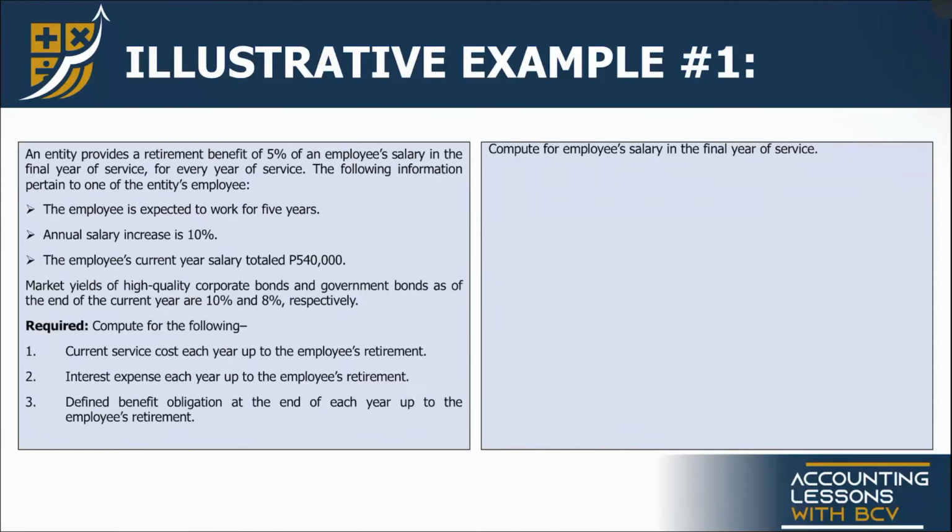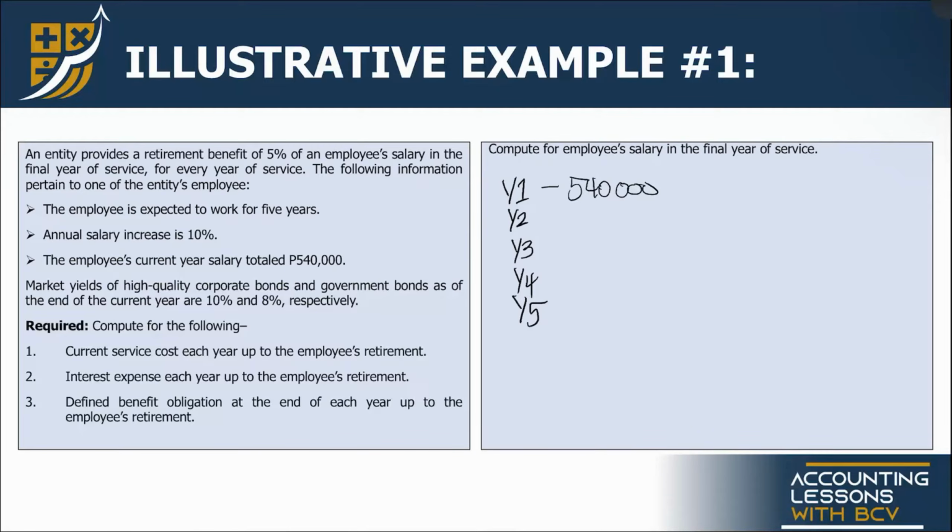Okay. So, based on the actuarial assumptions made, no, the employee is expected to work for 5 years. Okay. So, latag natin. Meron tayong pang year 1, year 2, and so on. Okay? Ayan. Now, magkano yung sahod ng employee during its first year of employment? Anong sabi sa atin dito? The current year salary is 540. Okay? Sige, so lagyan natin. 540,000.